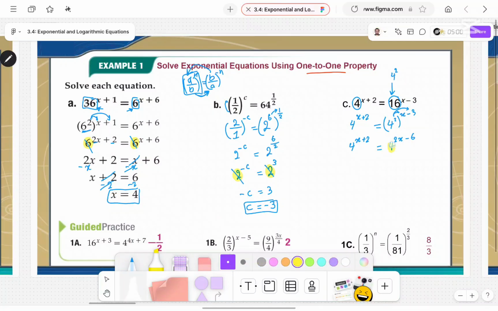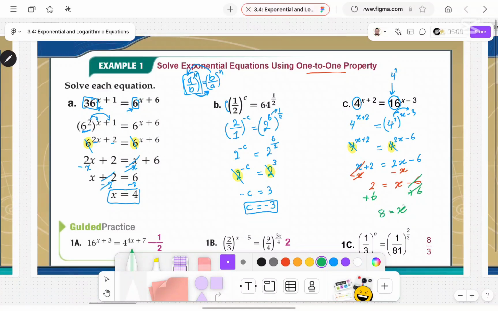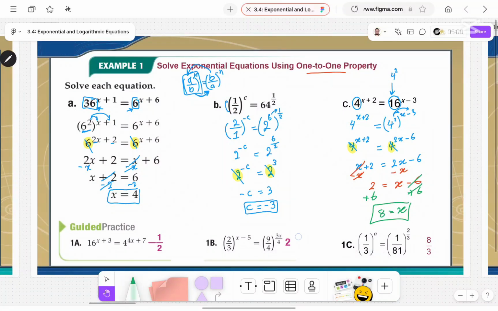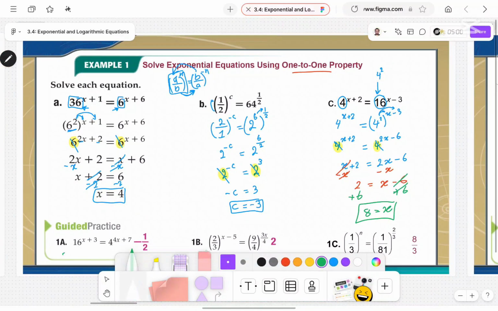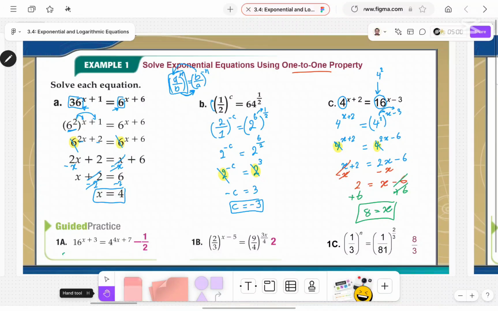Now, if you look here, we have same bases, 4 and 4, so we can cancel the 4's together. So it becomes x plus 2 equal 2x minus 6. Now, take the small x's together, so minus x, minus x. So we cancel this x. 2 is equal x minus 6. Then we add 6 to both sides, so we cancel this 6. So x is equal 8. So this is the answer. Now try to solve these questions 1a, 1b, 1c. Okay, and if you need any help, please let me know.